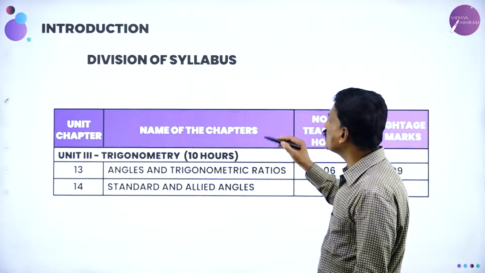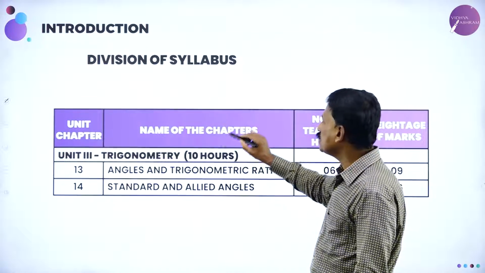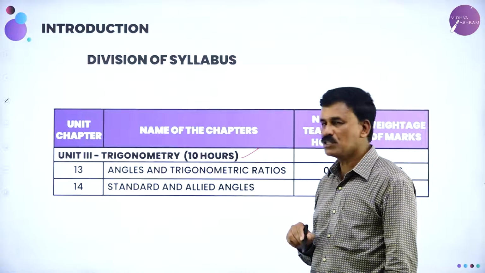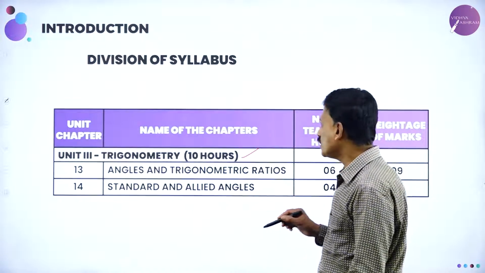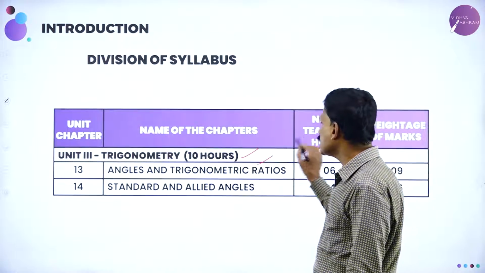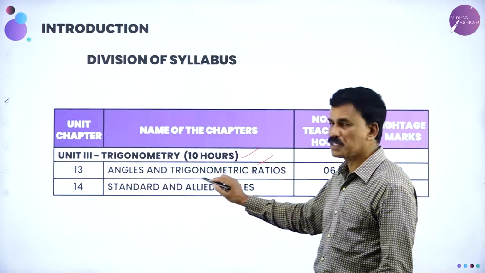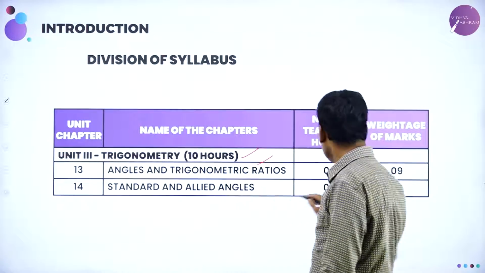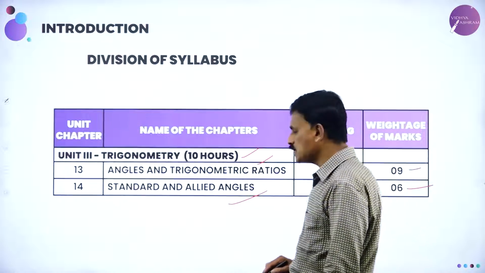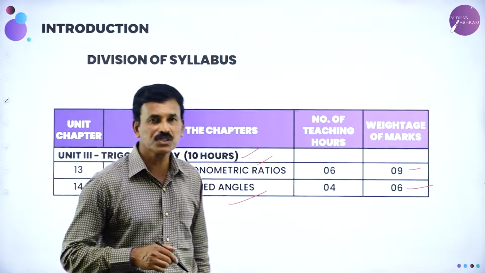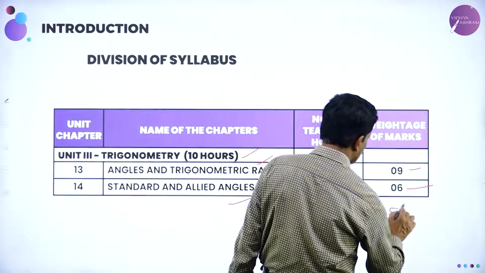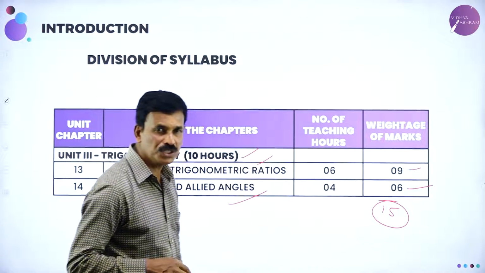Now coming over to the third unit. In the third unit, this is a very important unit and a very simple unit also, that is trigonometry. It will have 10 hours. In trigonometry you are going to study only 2 concepts, that is angles and trigonometrical ratios. You might have studied this in your 10th standard. For this the marks will be 9 marks, and the standard angles and allied angles, for this it will be 6 marks. So totally for trigonometry we will have only 15 marks, that is from unit 3.